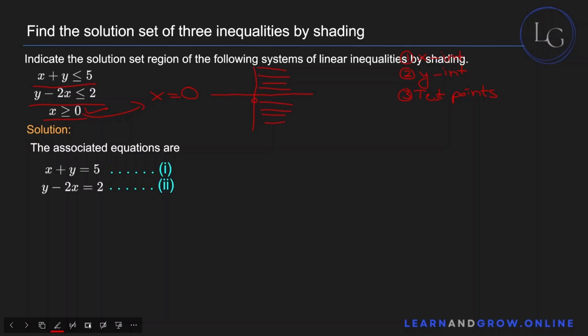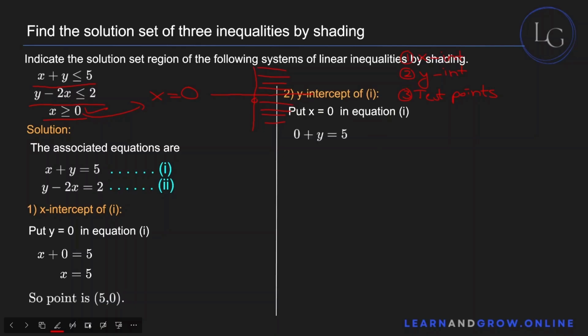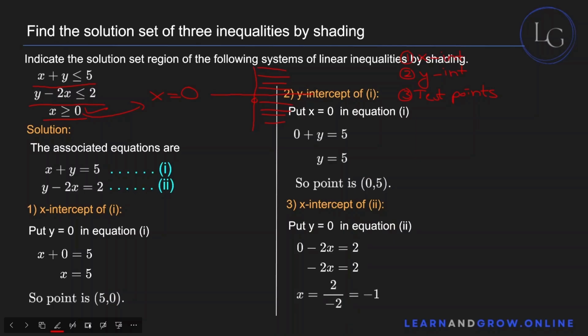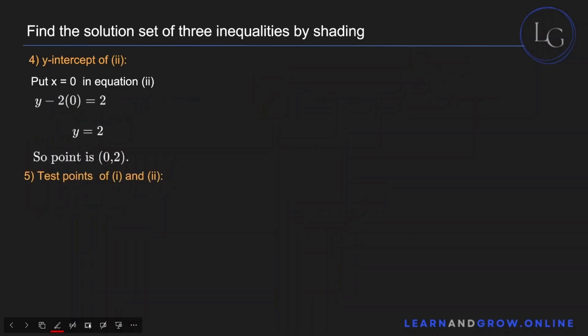So the x-intercept of 1, simply put y is equal to 0, standard procedure, you get a point, which is 5, 0 in this case. Now, the y-intercept of equation number 1 is basically just 0, 5. Now, we find the x-intercept of equation number 2. Simple, you get x is equal to -1. So -1, 0. And the fourth one would basically just be the y-intercept of 2, right? So yeah, this is what you get.